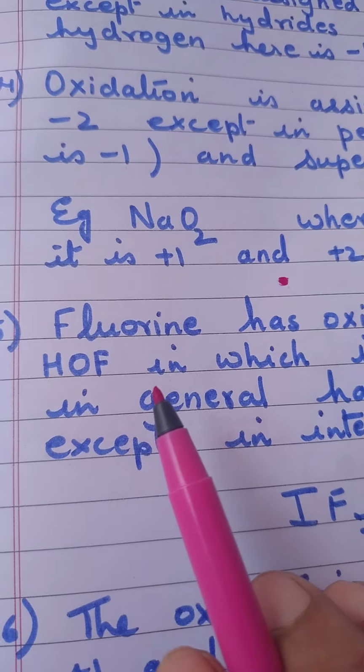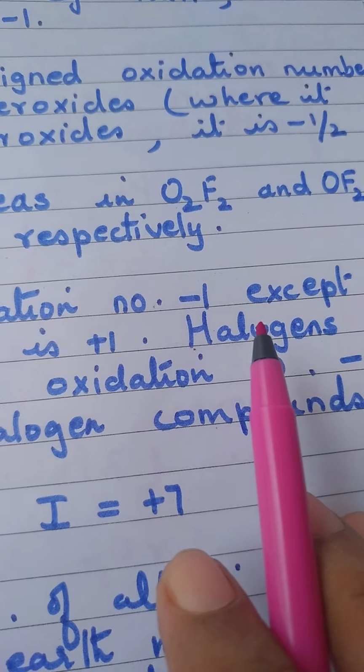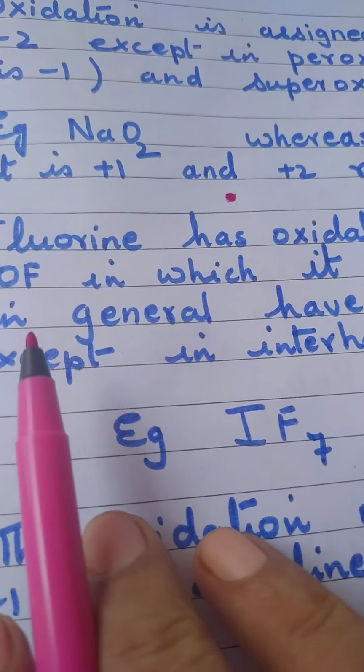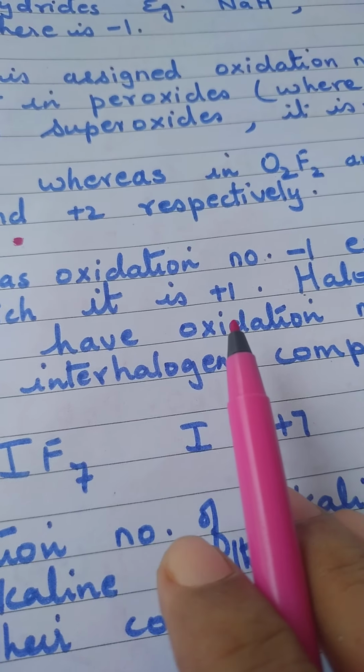Next is fluorine. Fluorine is the most electronegative element known. Therefore, fluorine has oxidation number -1 except in HOF, in which it is +1.